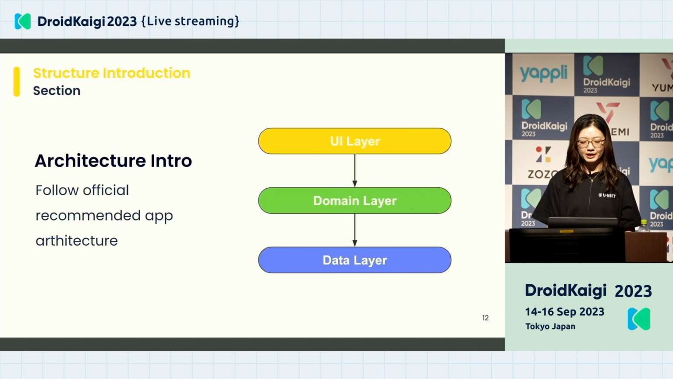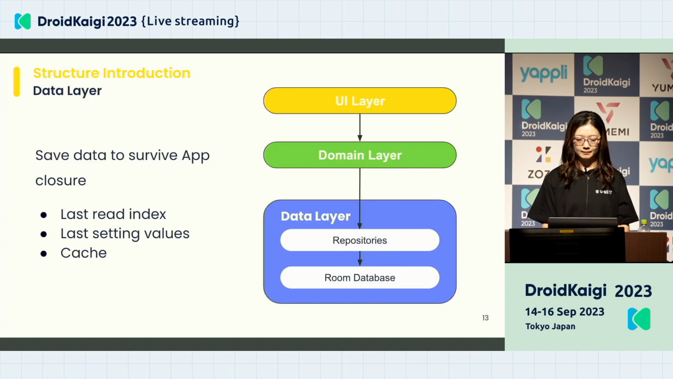The basic architecture of my sample app follows Google's official recommended app architecture, which includes the three essential layers: UI layer, domain layer, and data layer. It's quite basic knowledge of modern Android development, so I'll explain this section very simply. Let's start from the bottom.